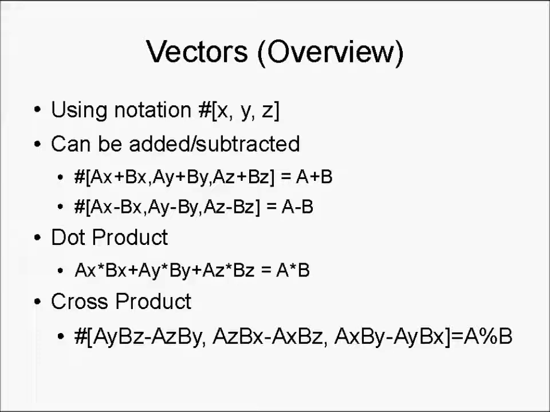Vectors overview. Vectors can be added and subtracted. Dot product calculates how similar these vectors are. Cross product calculates the vector orthogonal to the input vectors.